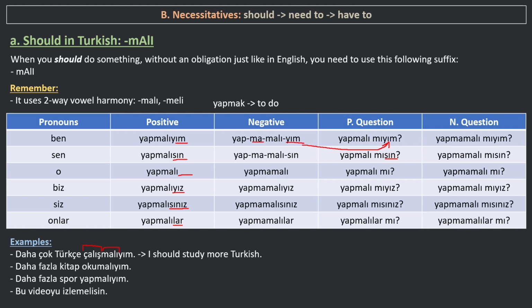Daha fazla sağlıklı yemekler yemeliyim. Yemek, ye is the root. So, yemeliyim. Ben yemeliyim.